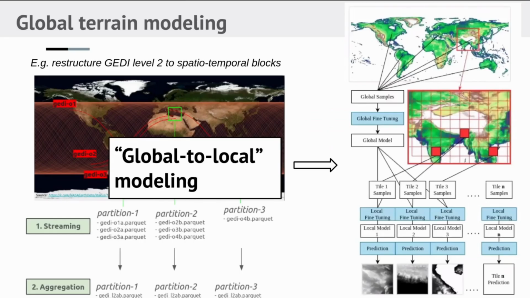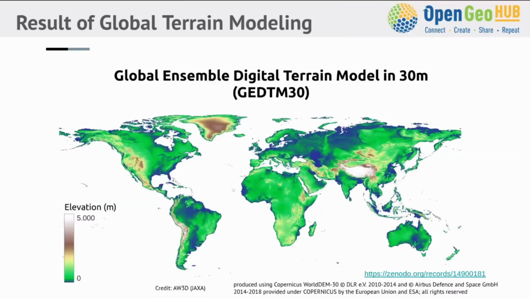And then we train a model using not only samples from the whole globe, but also a kind of transfer learning or domain adaptation scheme to get the global model. But locally, we add more samples according to the partitions that we made. We can add more samples in the local area to create a global-to-local model. Based on this scheme, we produce this global ensemble digital terrain model at 30 meters.